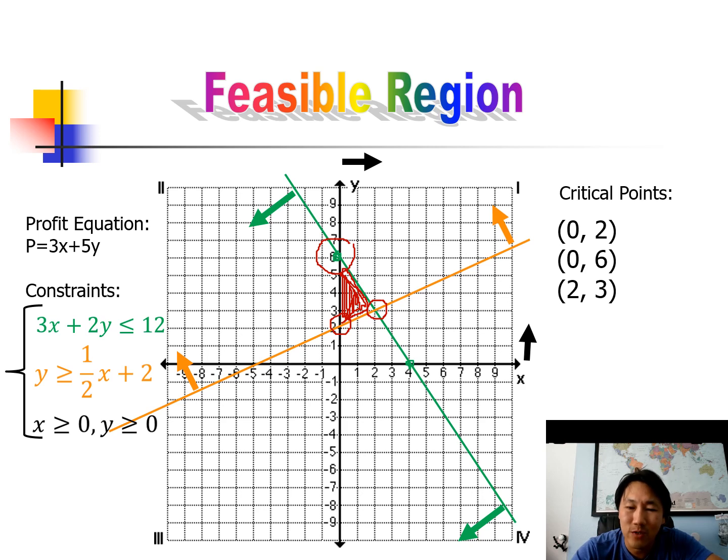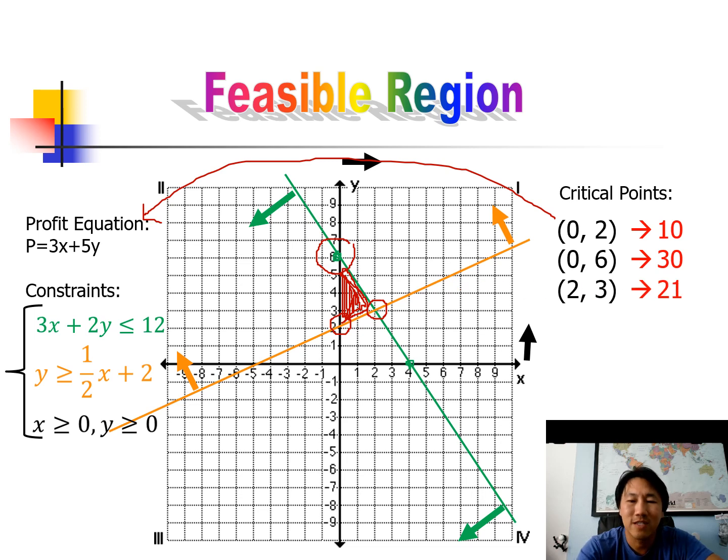And now what we're going to do is take each critical point and plug it into the profit equation. Take (0, 2), plug 0 for x and 2 for y, and that should give you a profit of 10. Then plug 0 in for x and 6 in for y. That should give you a profit of 30. And then of course plug 2 in for x and 3 in for y, and you should get 21.